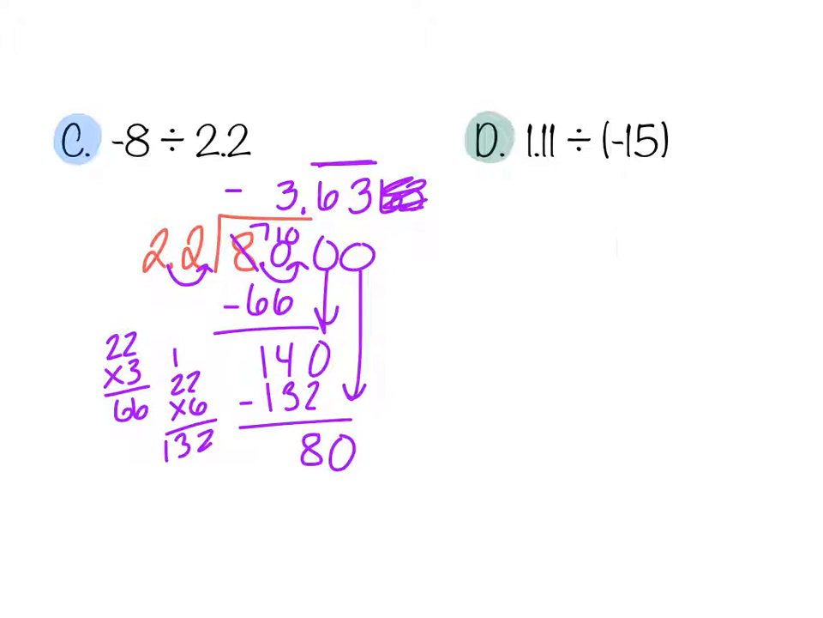And example D, the first number goes inside the box, the second number goes outside the box. It's going to be negative. Now the outside number here actually does not have a decimal point, so we do not need to mess with the decimal points. We don't need to move it at all. Just float it right up to the top.